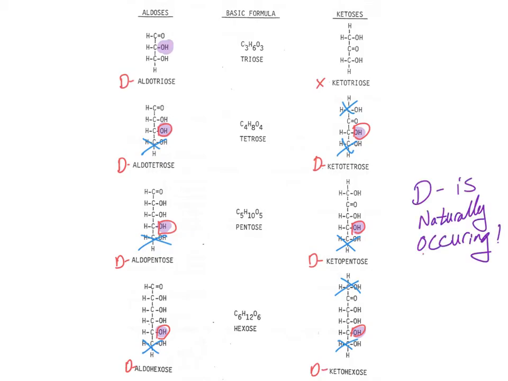We don't count the bottom one. We look at the one just above it. We find it's another D sugar. And I did draw all of the D sugars. Again, that's because the D sugars are naturally occurring, so I tend to draw those D sugars. Now if we go back to the page where we had the aldohexoses, we'll start to see some L sugars also.